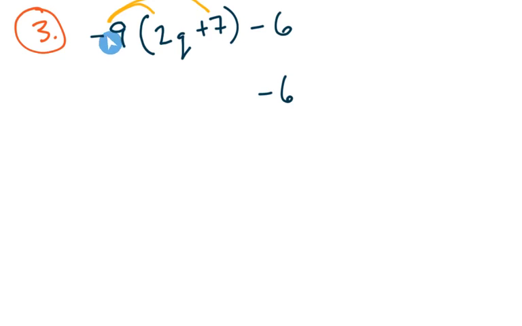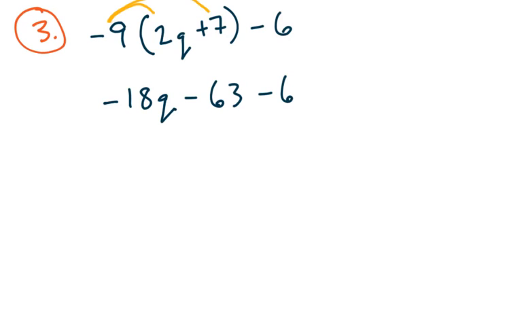So I have negative 9 times 2q. So negative 9 times 2 is negative 18. So I'm going to get negative 18q. And then negative 9 times positive 7 is a negative 63. So I'm going to write minus 63.